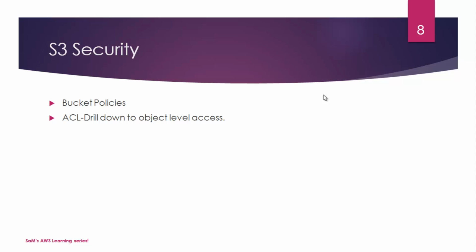And talking about S3 security, we have got bucket policies, and we have ACL. Bucket policies can be set up per your S3 buckets, and it'll allow you to have better control. We are going to cover this in our next video, the lab session. And ACL, as I said, stands for access control list. If you are using ACL, you can even drill down to object level access and set the permissions.